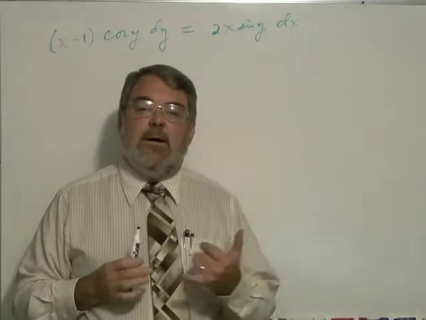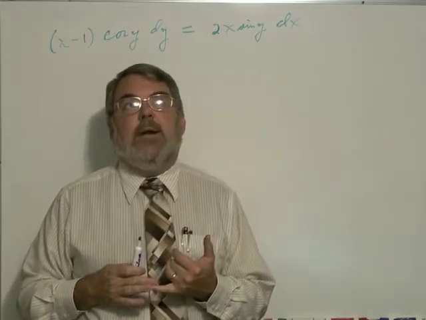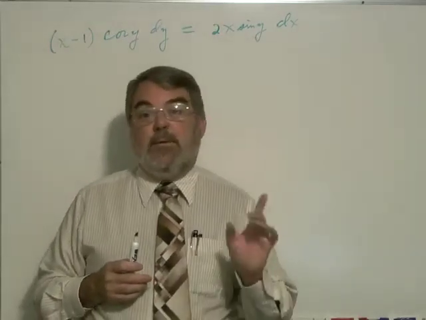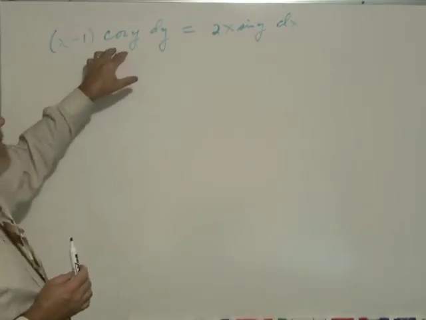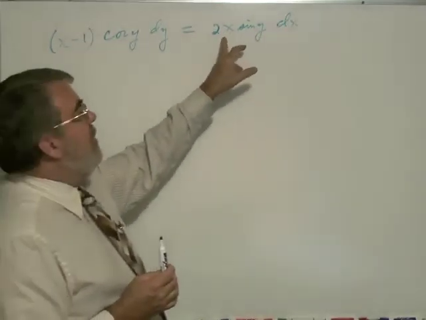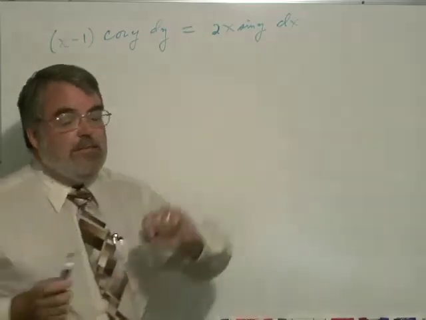Same page, problem number 50, page 56. This is problem number 12. It reads (x minus 1) times cosine y dy equals 2x sine y dx.